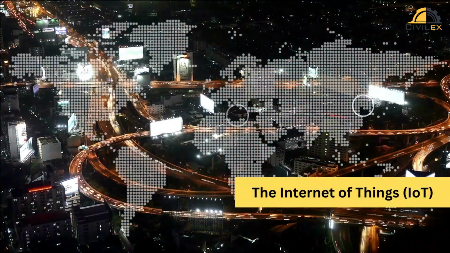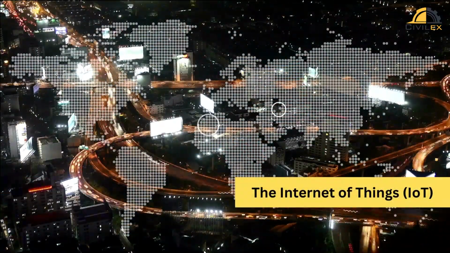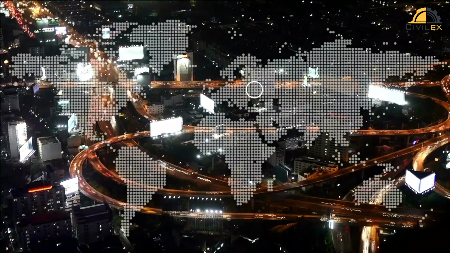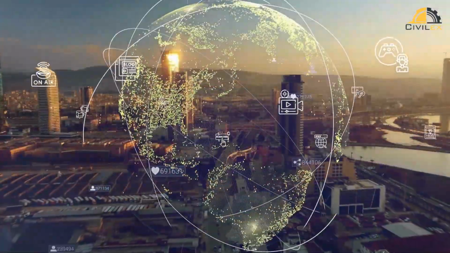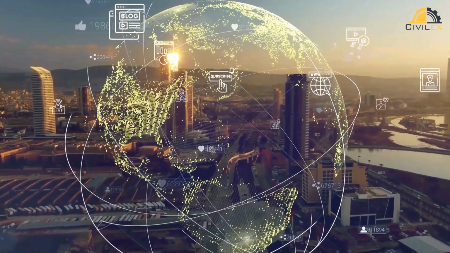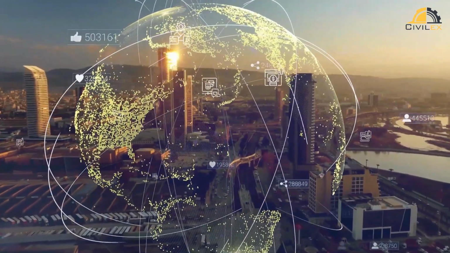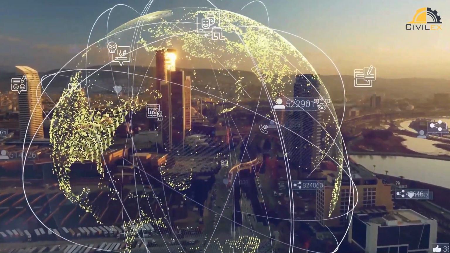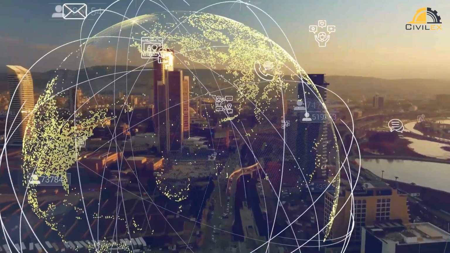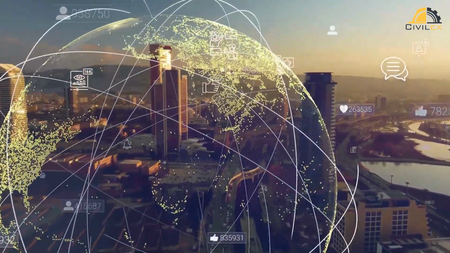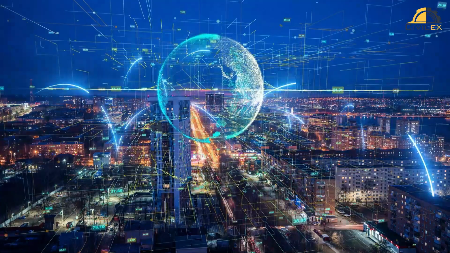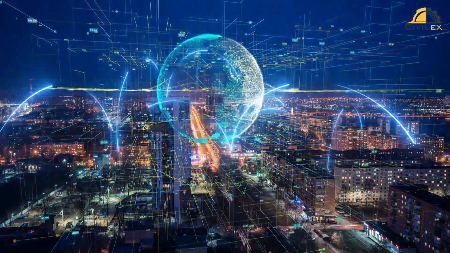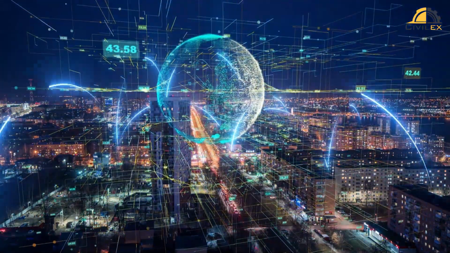The Internet of Things plays a crucial role in smart cities by connecting various devices and systems, enabling data collection and analysis. Sensors embedded in infrastructure and public spaces collect data on environmental conditions, traffic patterns, energy consumption, and more. This data is then analyzed to inform decision-making and improve resource allocation.